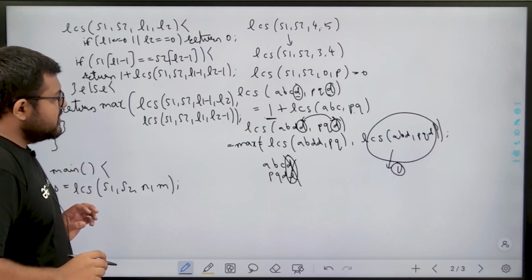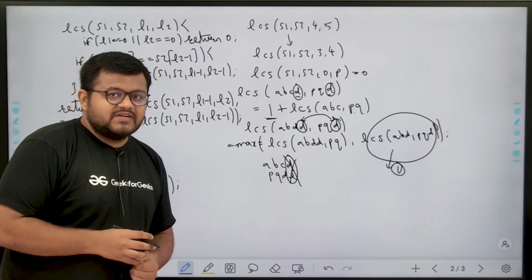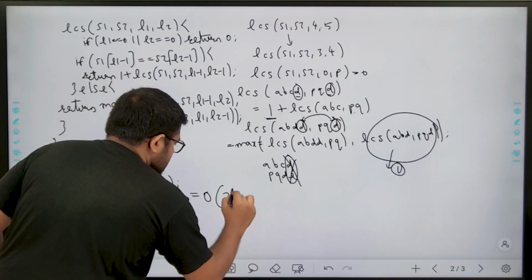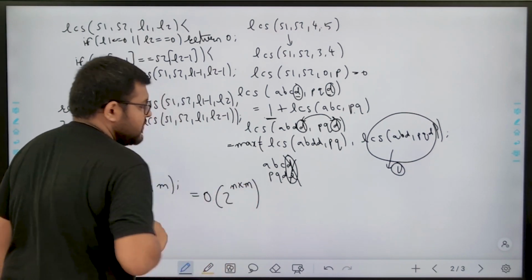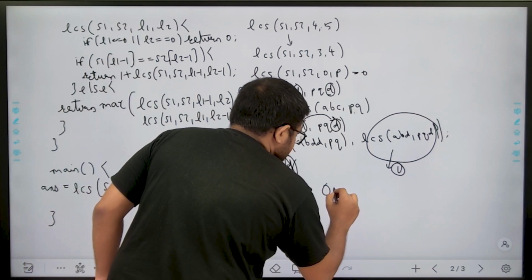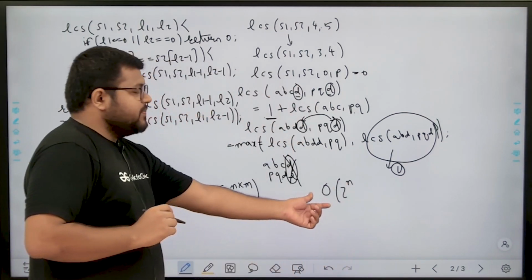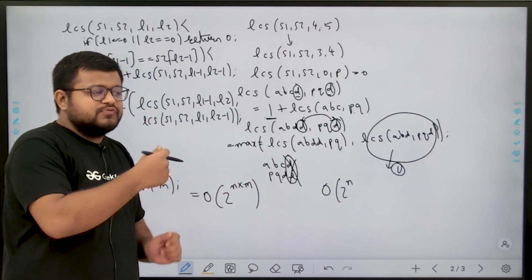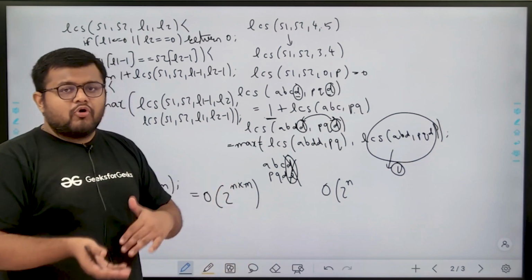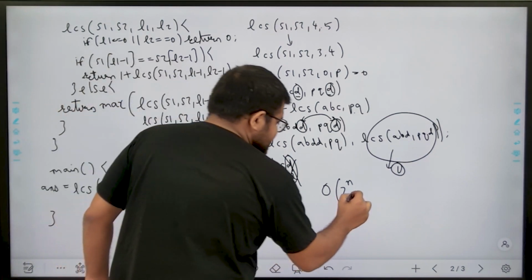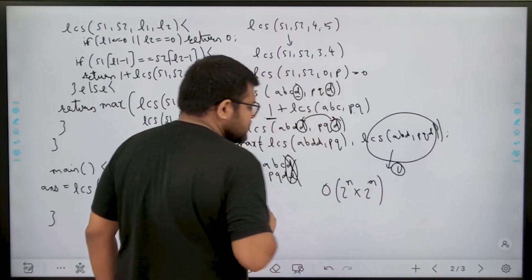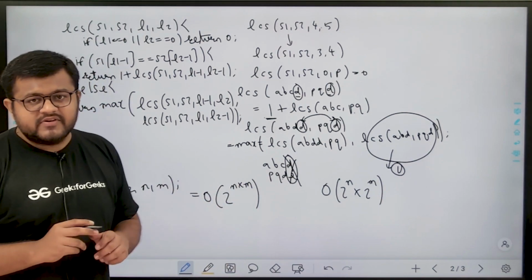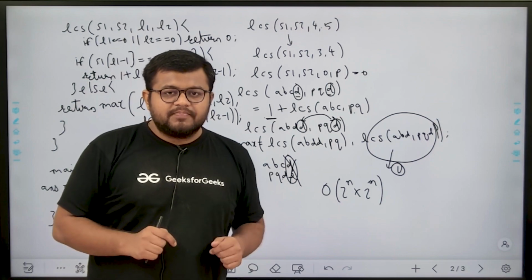Now, this is the recursive approach. But what would be the time complexity of this? In the worst case, the time complexity would be big O of 2 to the power n into m, because there would be 2 to the power n subsequences of string S1, because for all n characters I will either take it or not take it into consideration. Similarly, there would be 2 to the power m subsequences of string S2. So total time complexity would be 2 to the power n cross m, and it will give us time limit exceeded. So we need to think of some better approach.